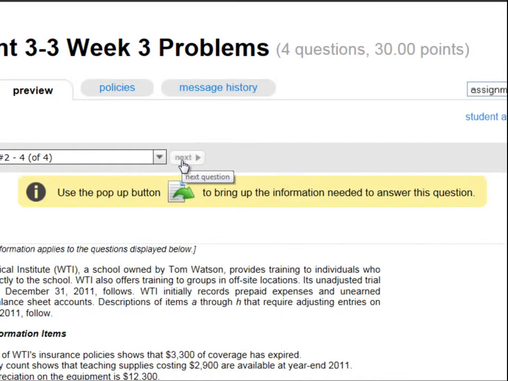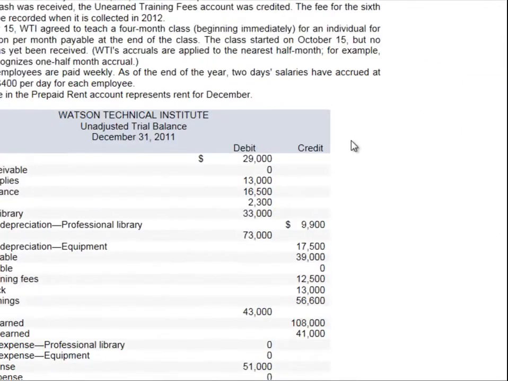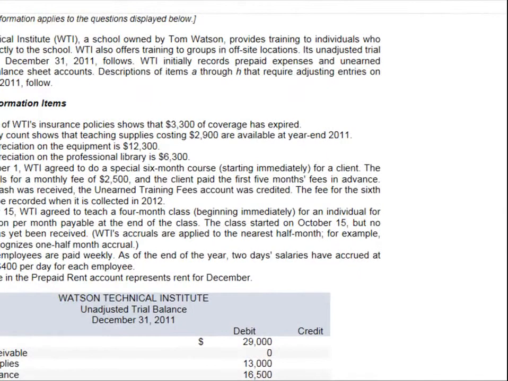If we move to the next part, they give us a similar type of question. We're still dealing with adjusting entries here. If the computer will work. Okay, there we go. So we have the adjusting entries. Watson Technical Institute provides training to individuals who pay tuition directly to the school. WTI also offers training to groups in off-site locations. Its unadjusted trial balance as of 12/31/2011 follows.